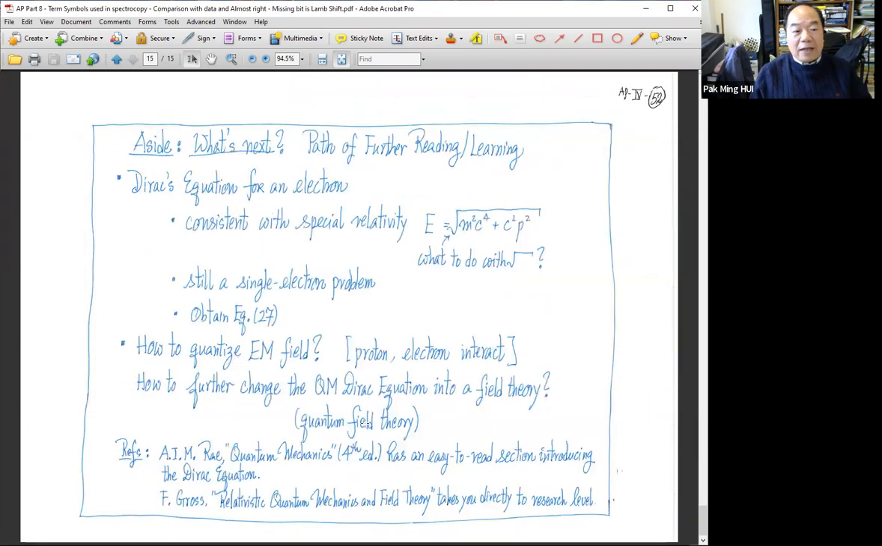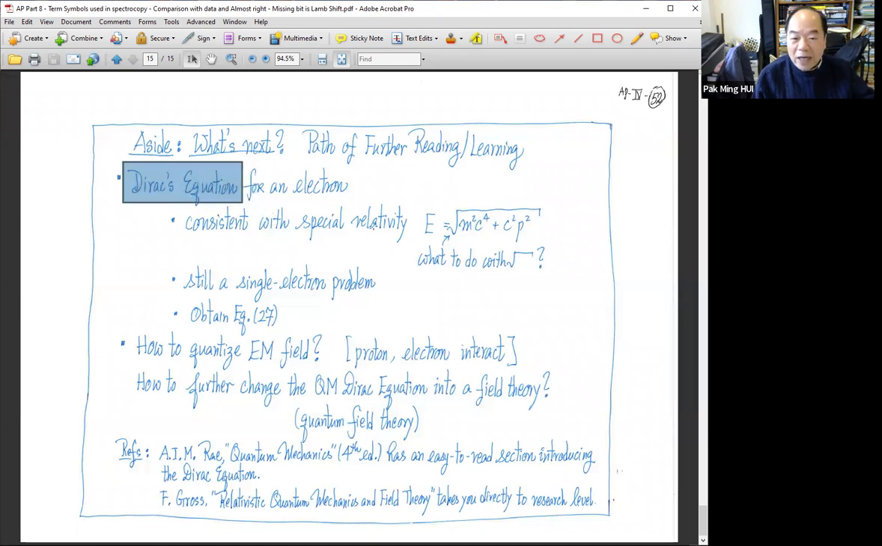So what's next? Now, this is cultural. This is beyond our course, don't worry. We mentioned that spin is a relativistic effect. So how can we do something on that further along quantum mechanics? What is relativistic quantum mechanics? The idea is that we have the Dirac equation.